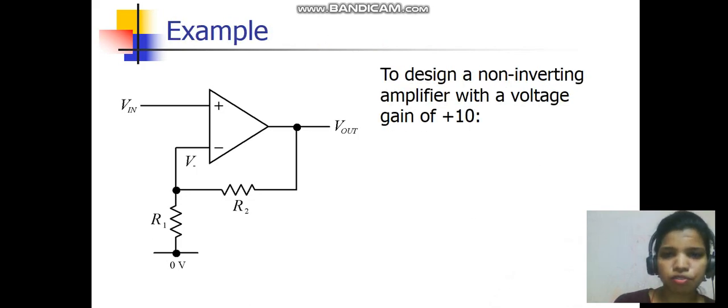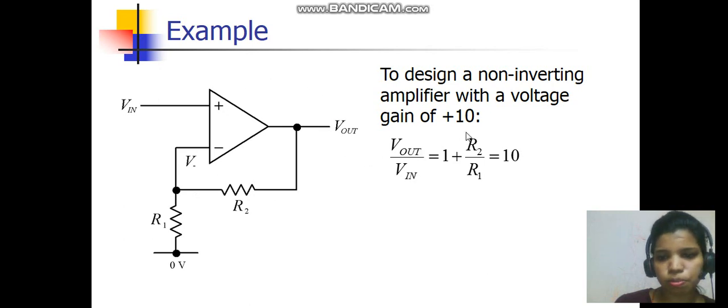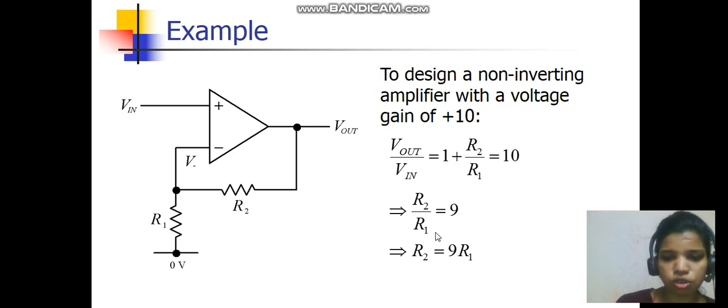So this is the example. We have to design a non-inverting amplifier with voltage gain 10. So the voltage gain is given, and we know the gain of a non-inverting amplifier is 1 plus R2 upon R1, which is 10. So R2 upon R1 is 9. So we have to select the values of R1 and R2 such that R2 is equal to 9 R1.